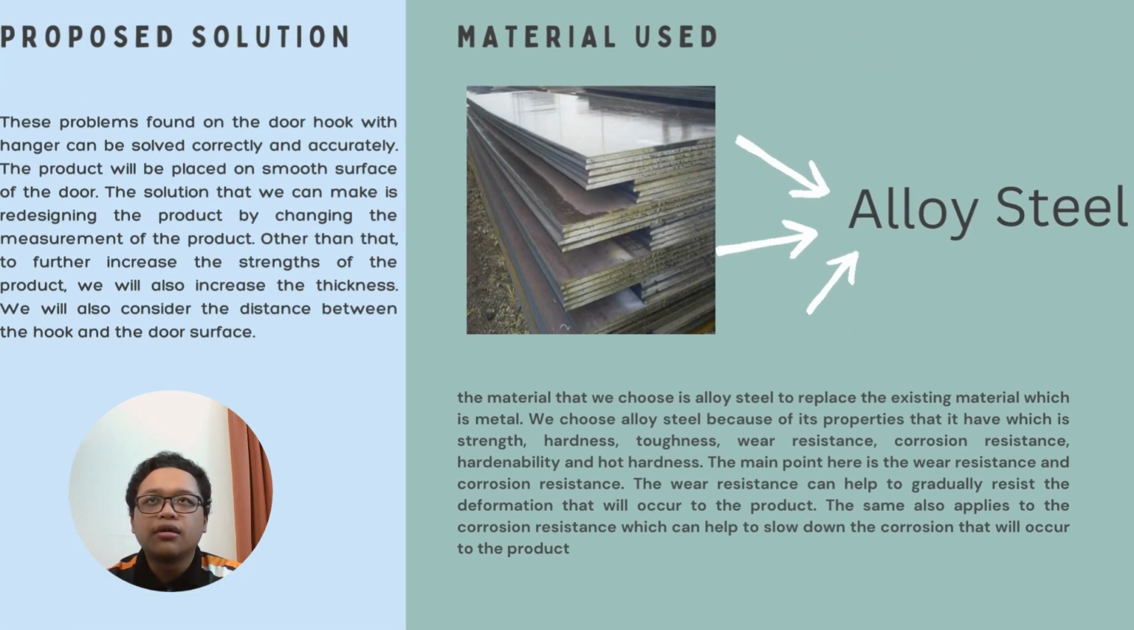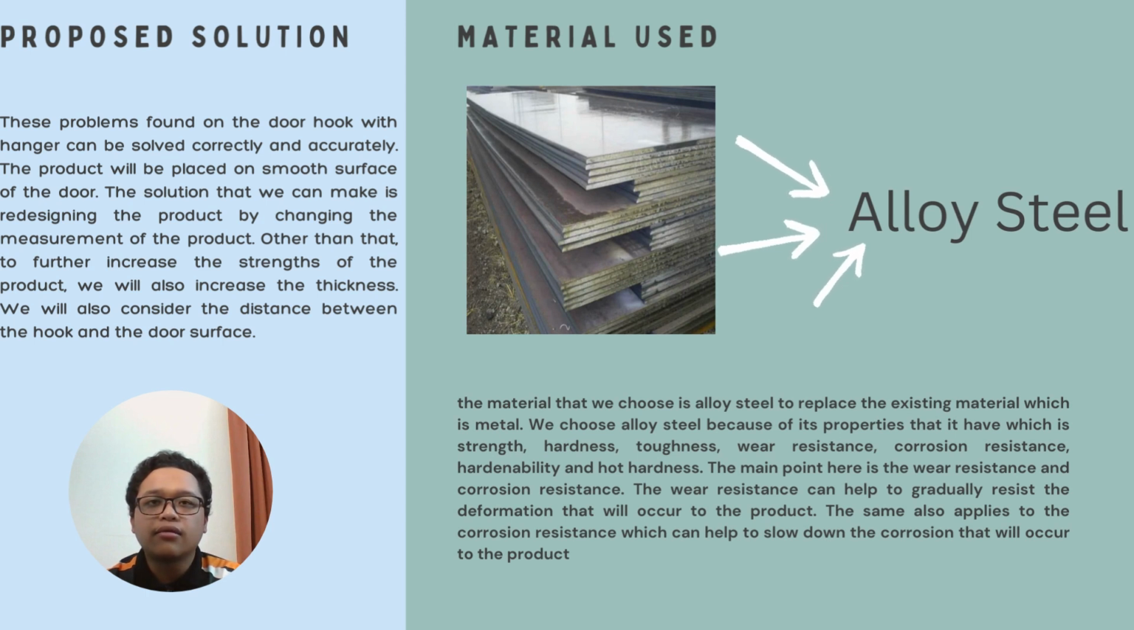Proper solution. The problem found on the door hook with hanger can be solved accurately and correctly. The product will be placed on the smooth surface of the door. The solution that we can make is redesigning the product by changing the measurement of the product. Other than that, to further increase the strength of the product, we will also increase the thickness. We will also consider the distance between the hook and the door surface.